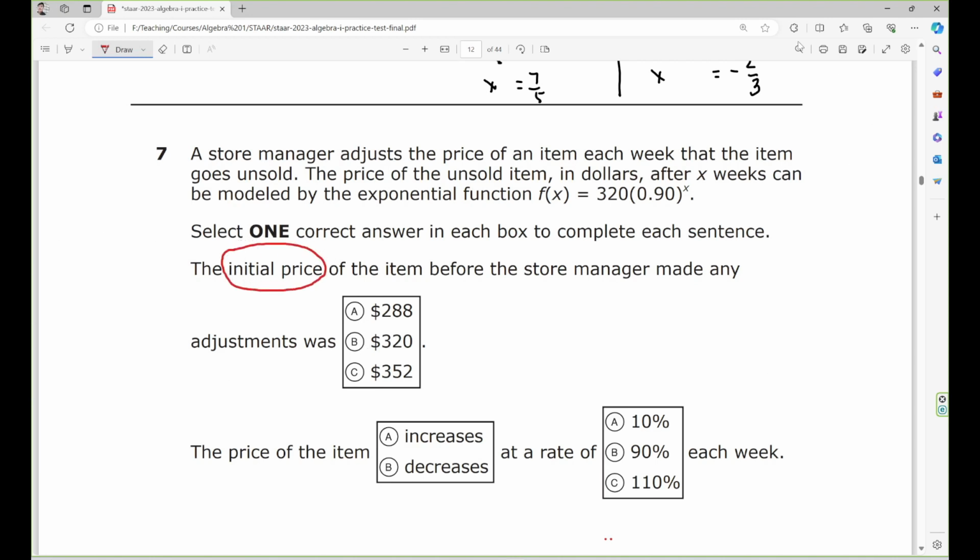Alright, we did that before. We did it in question number 2, I believe. So the exponential function is going to be y equals a times b to the x. The value of a is the initial value, the y-intercept. The value of b right here is called the common ratio.